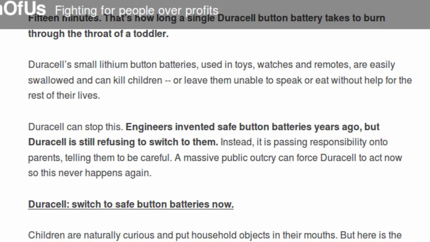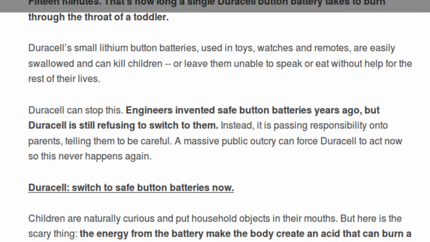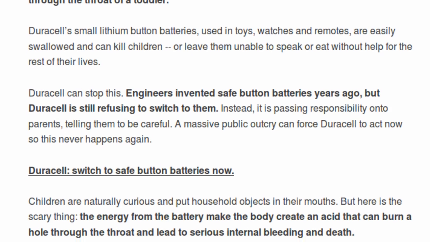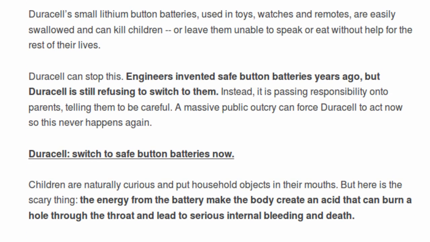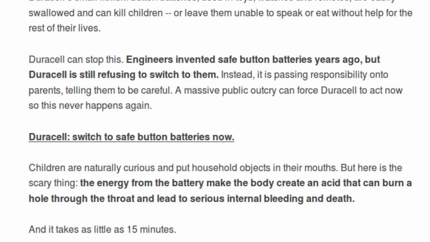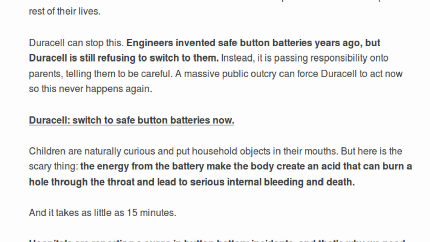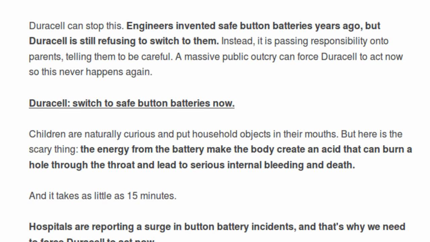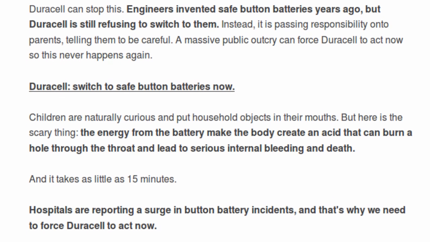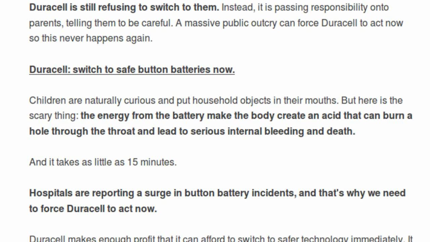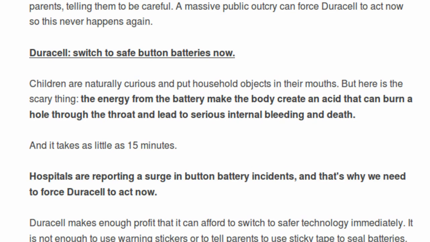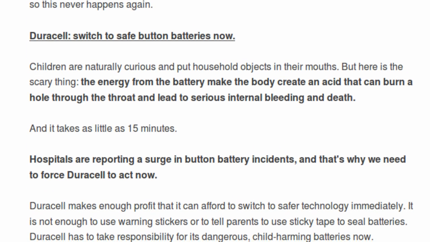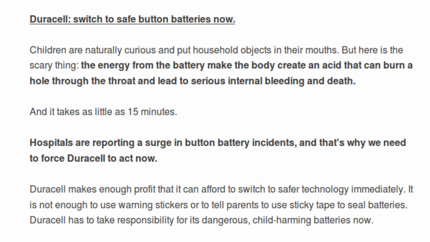And today's controversial subject is Duracell batteries, more specifically the button batteries, which have been known to kill and harm toddlers if they swallow it. Duracell are capable of switching to safer batteries, but at the moment they're refusing to do so, and thus this petition is about getting them to switch over to the safer set of batteries. So be sure to sign that.